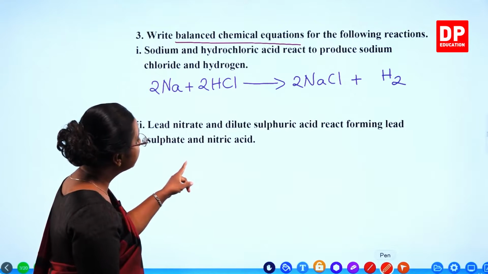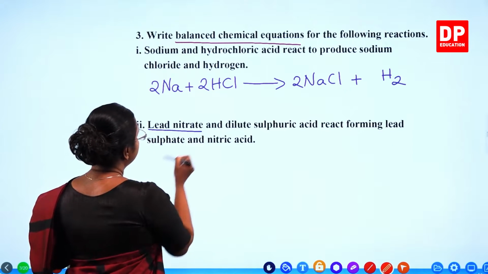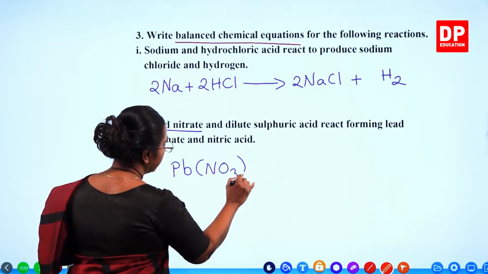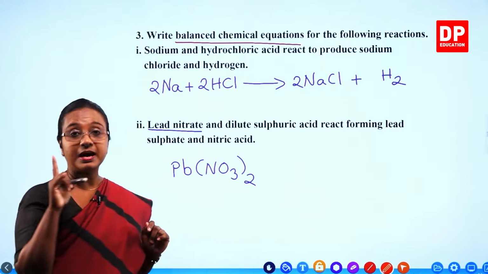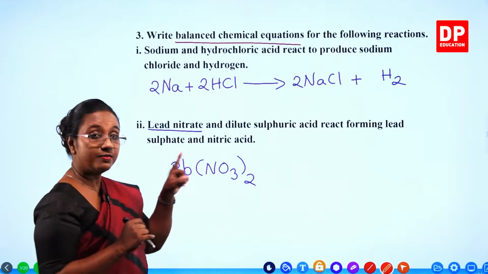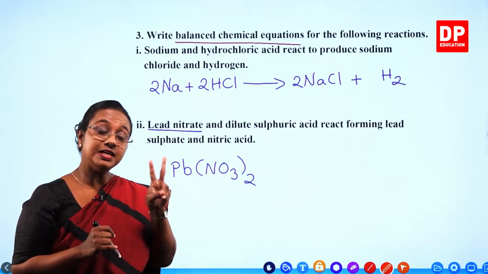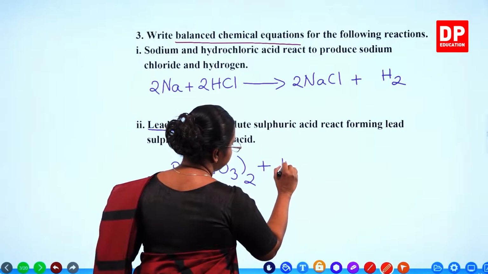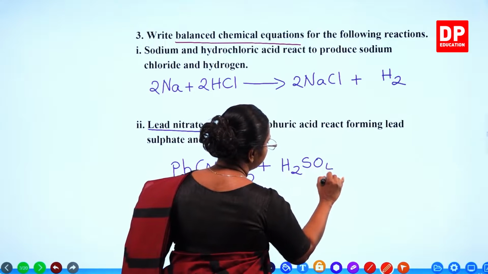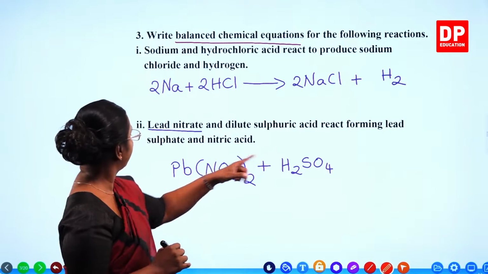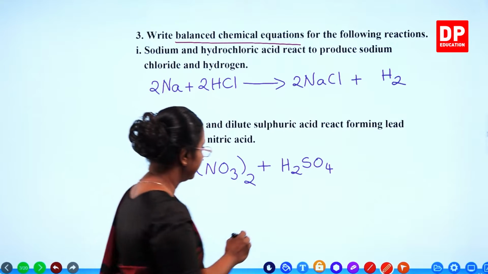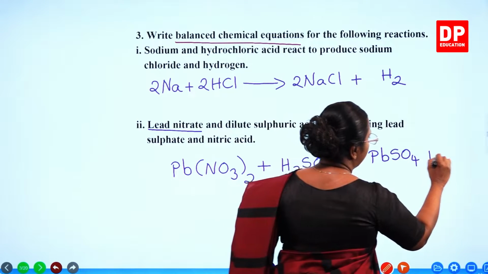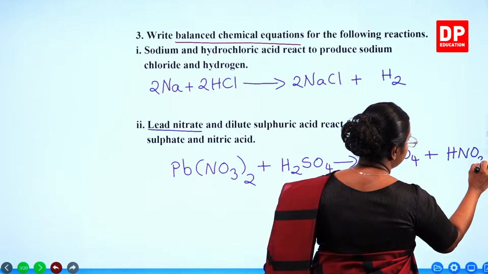Lead nitrate and dilute sulfuric acid. Lead nitrate, that is Pb(NO3)2. NO3 is a radical with valency 1, and Pb has valency 2. So lead nitrate Pb(NO3)2 and dilute sulfuric acid H2SO4 react forming lead sulfate and nitric acid, HNO3.